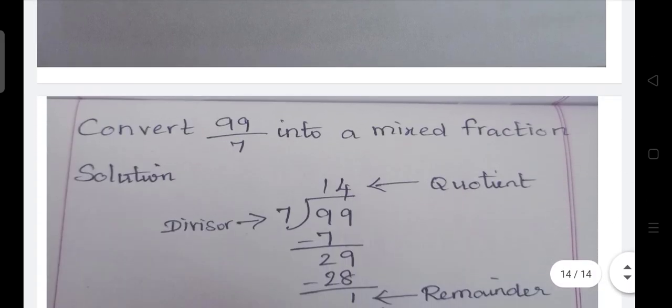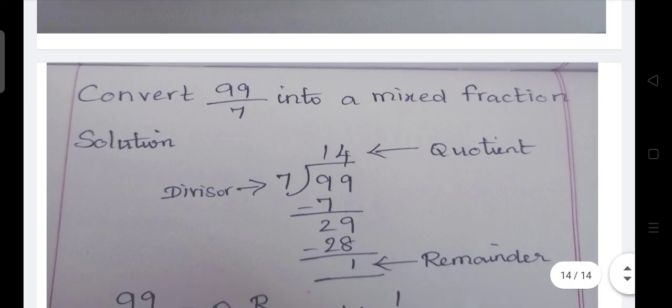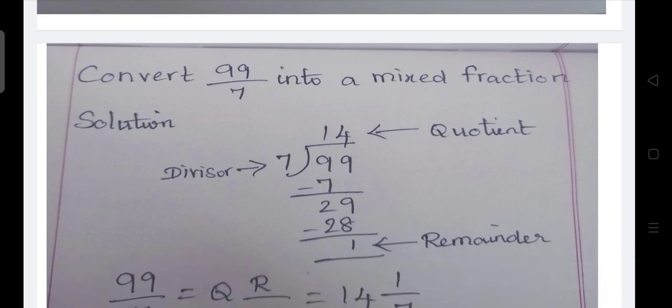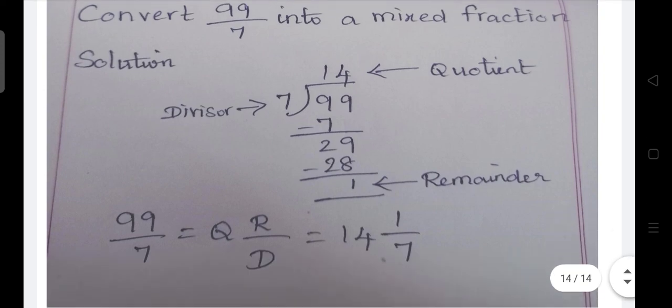Another example, 99 by 7 into a mixed fraction. Divide it, 99 by 7, quotient is 14, remainder is 1 and divisor is 7. So, Q R by D, the format, 14 1 by 7 is the mixed form of 99 by 7.